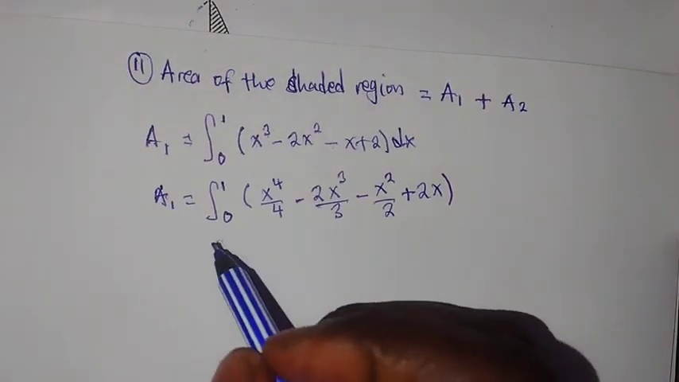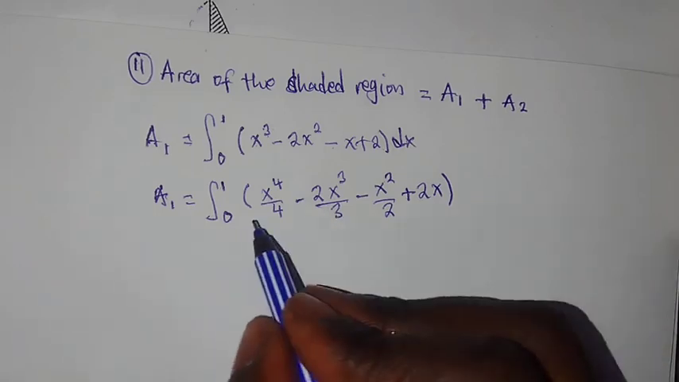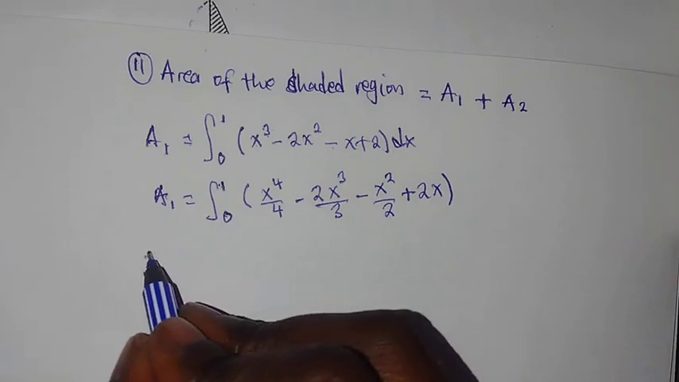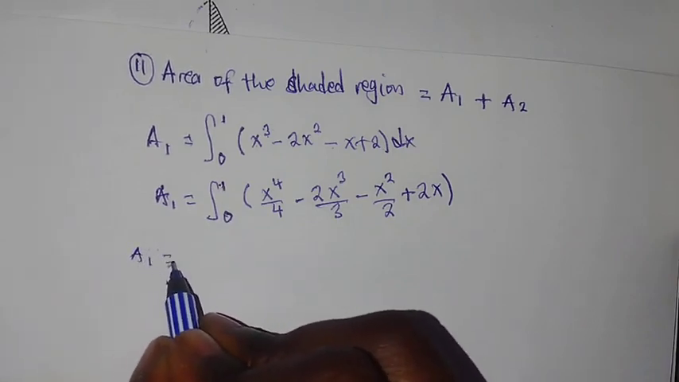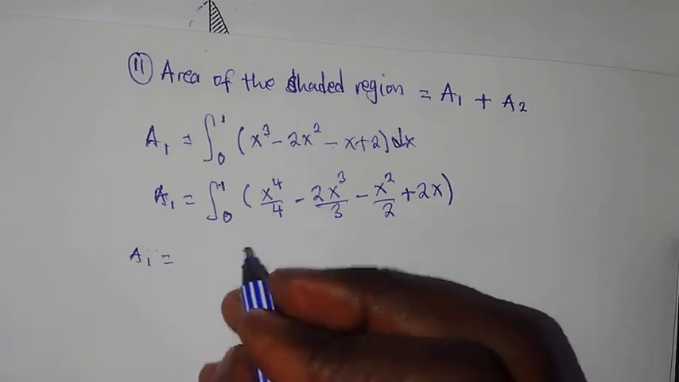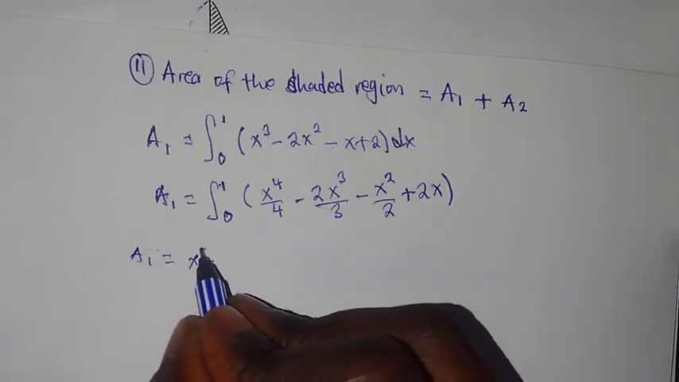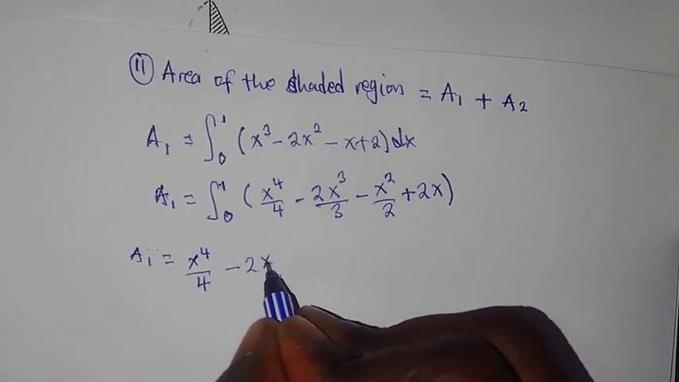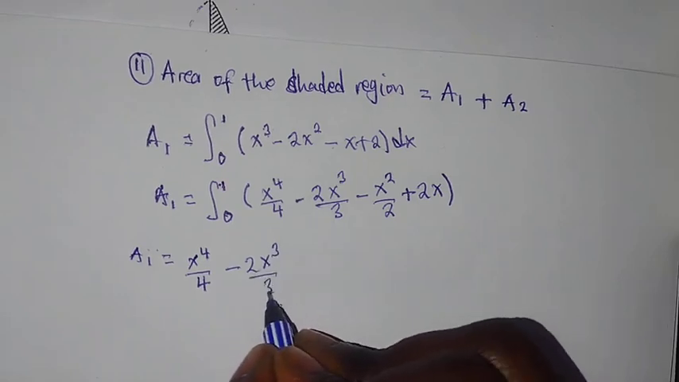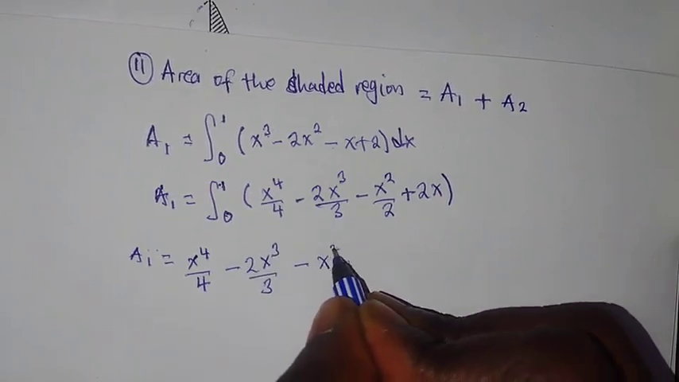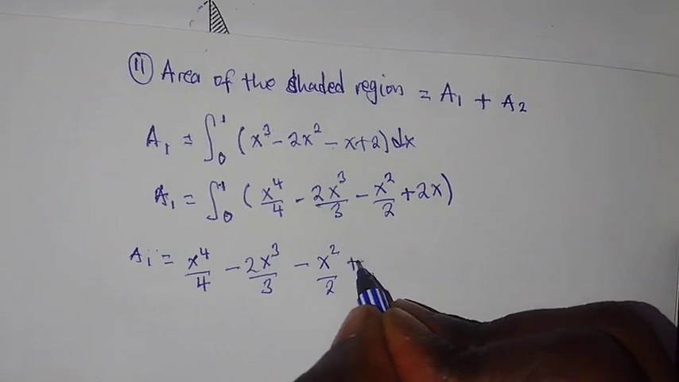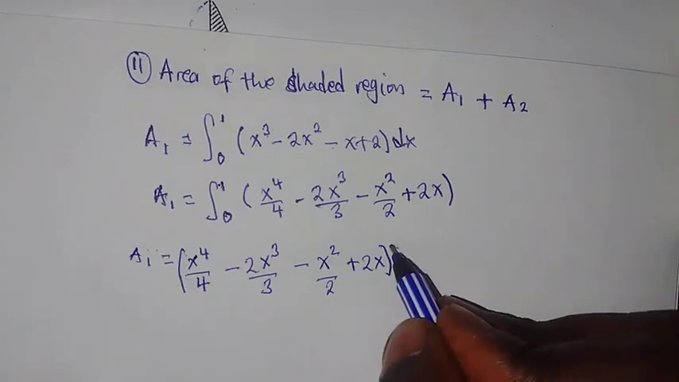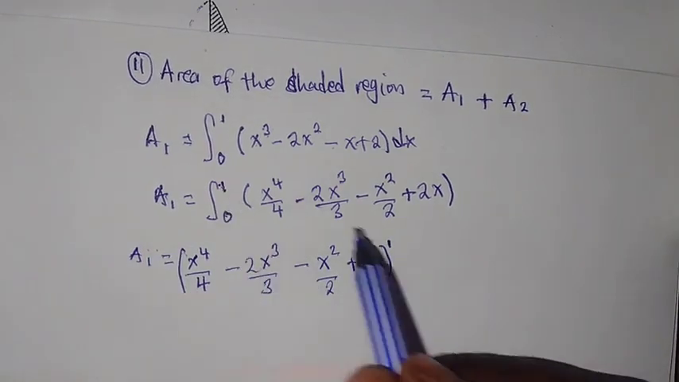So what we are going to do now is we are going to separate these limits that we have. So we are going to say area 1 is equal to, so we'll get the same function, which is x power 4 over 4 minus 2x power 3 over 3 minus x squared over 2 plus 2x. We put it in brackets. So this one is going to go with this limit 1.